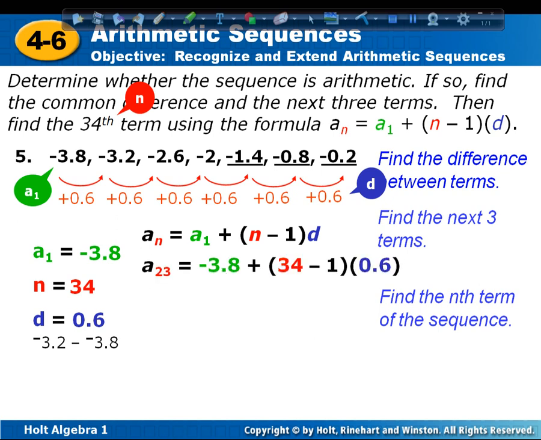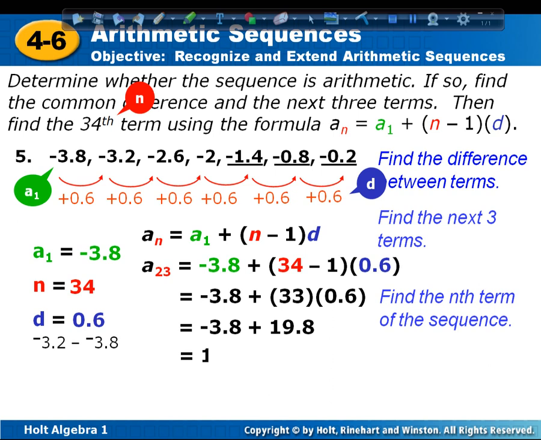A sub 23 equals negative 3.8 plus 34 minus 1 times 0.6. We're going to use order of operations and say 34 minus 1 is 33. 33 times 0.6 is 19.8. Plus negative 3.8 is 16. So the 23rd term of this sequence would be 16. Please make sure you have all that written down before you move on.